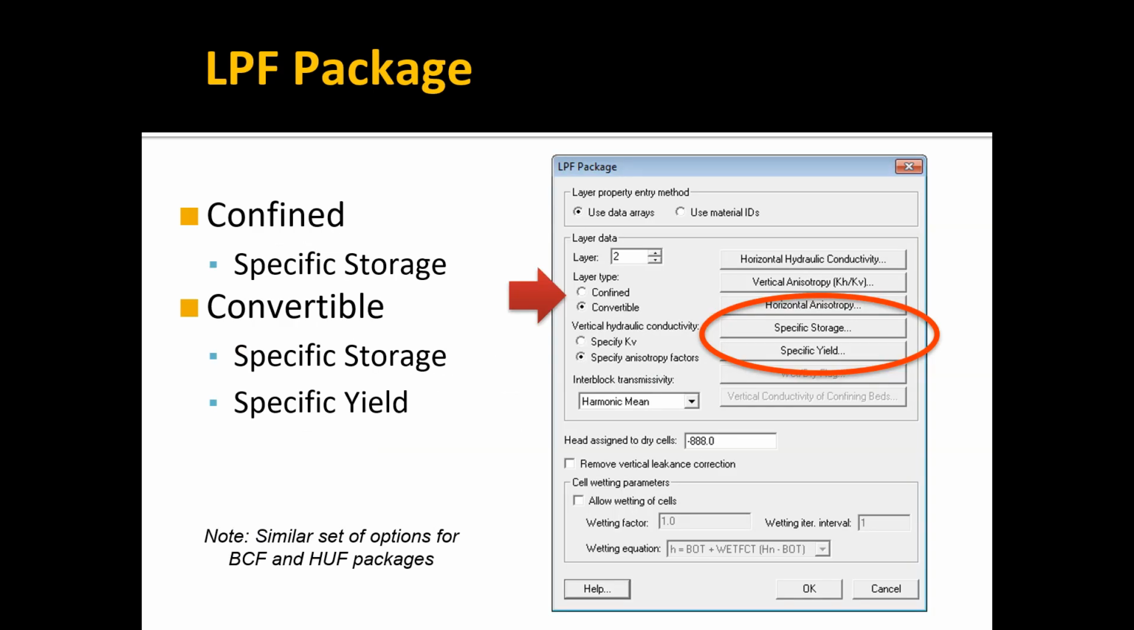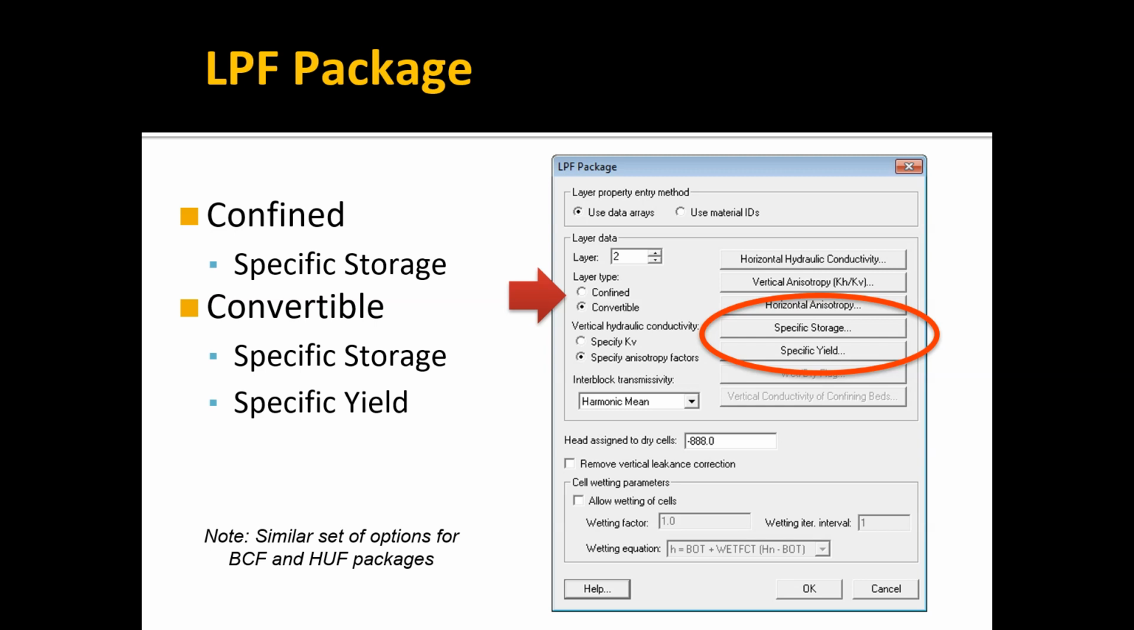So we almost always use the layer property flow package as opposed to the BCF or HUF packages. And in the LPF package, each layer is designated as a confined layer or a convertible layer. If it's a confined layer, that means that the layer starts out saturated and will stay saturated through the entire simulation. And in that case, the storage coefficient that you need to enter is the specific storage. That's the S sub S, the main one that we derived 2 videos ago in the general introduction to governing equations for transient simulations. So that's the amount of water released from a unit volume of the aquifer due to a unit decline in head.